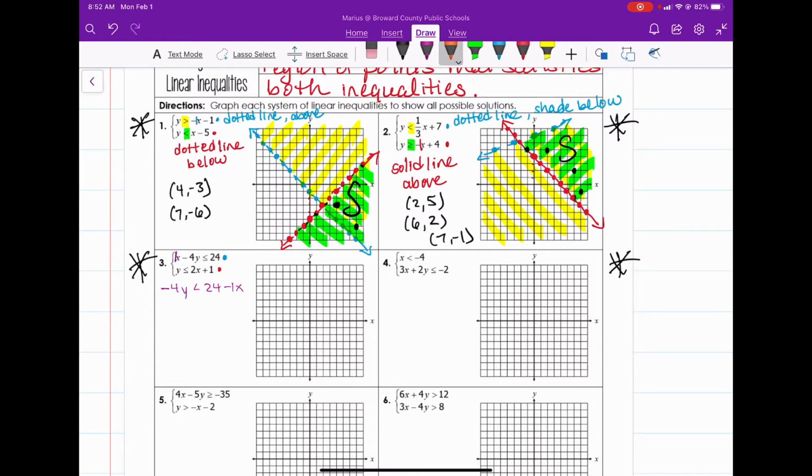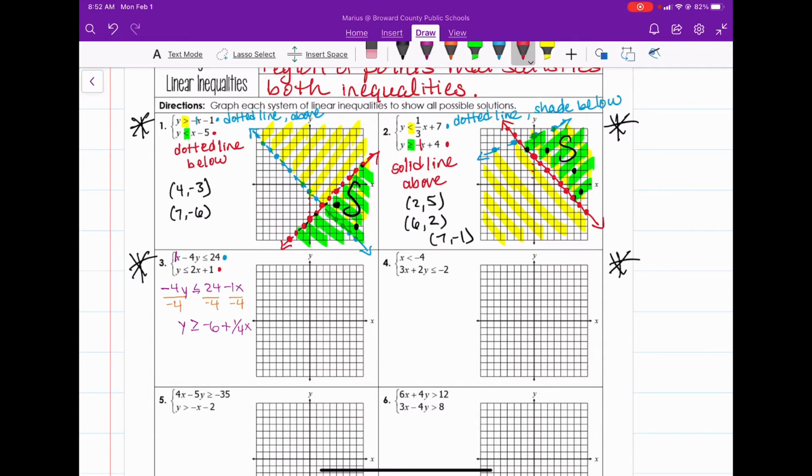And now we want to divide everybody by -4. And remember, because we're dividing by a negative, the inequality symbol has to reverse. I need to put the equal to symbol underneath. There we go. At first it was less than or equal to, now it's greater than or equal to. +24 divided by -4 is -6. -1 divided by -4 is +1/4 x. And now we can go ahead and graph our line.